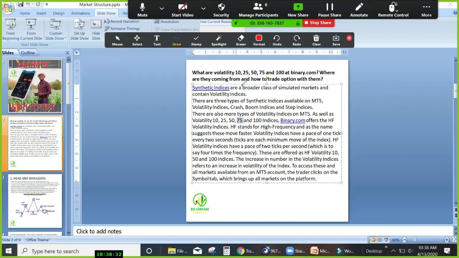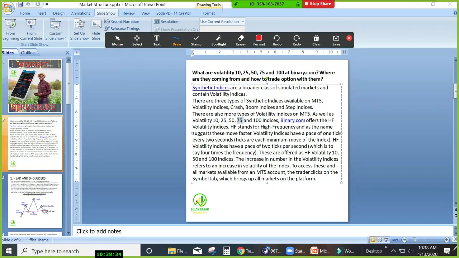Okay, let me have a board. In 75, whenever this market makes a movement, it always goes up. So the behavior of 75 is always an uptrend.